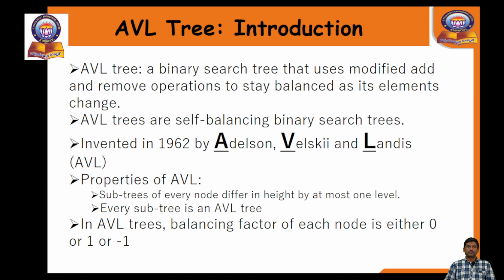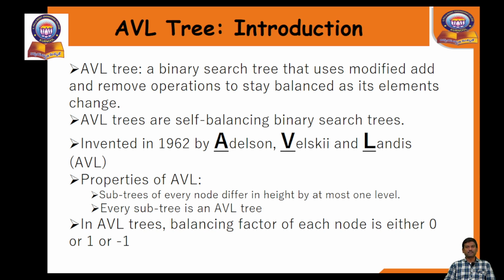The properties of the AVL tree include that the subtrees of every node differ in height by at most one level, and every subtree that you consider is also an AVL tree. In AVL trees, the balance factor of each node may be 0, 1, or -1. So in brief, an AVL tree is also a binary search tree.